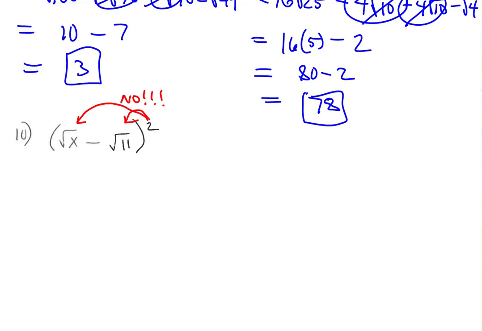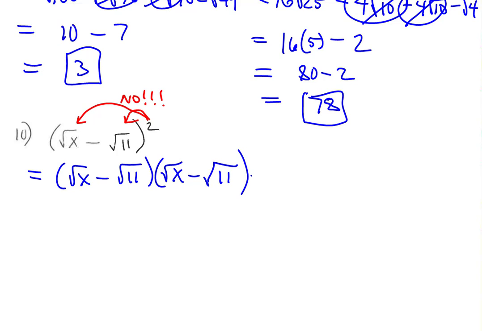You cannot distribute a power across addition or subtraction. This one has subtraction. Rather, what we have to do is write out this expression twice. This is being squared. That really means it's multiplied by itself. So we're going to write out the square root of x minus the square root of 11 in parentheses times that exact thing, the square root of x minus the square root of 11 in another set of parentheses. And then, guess what? We're going to FOIL this together.